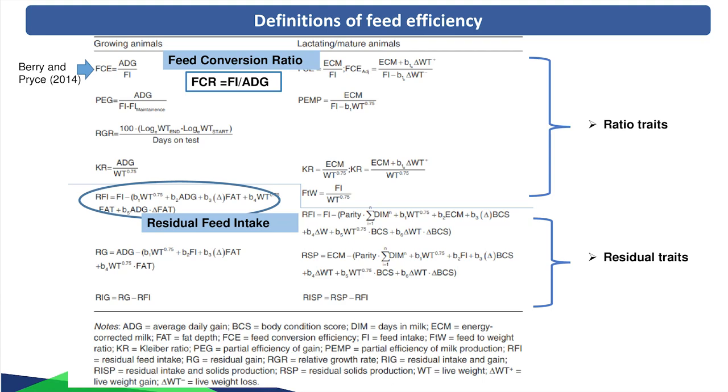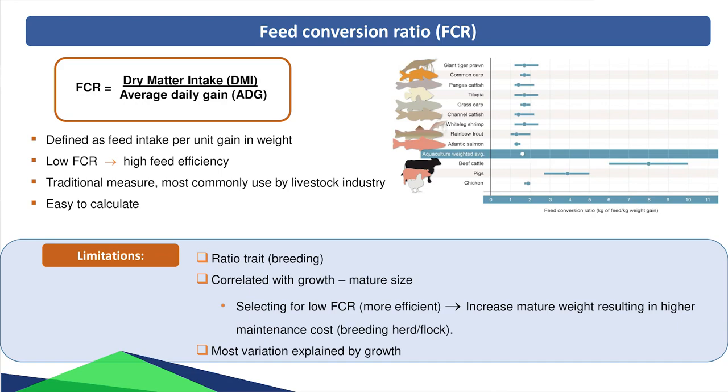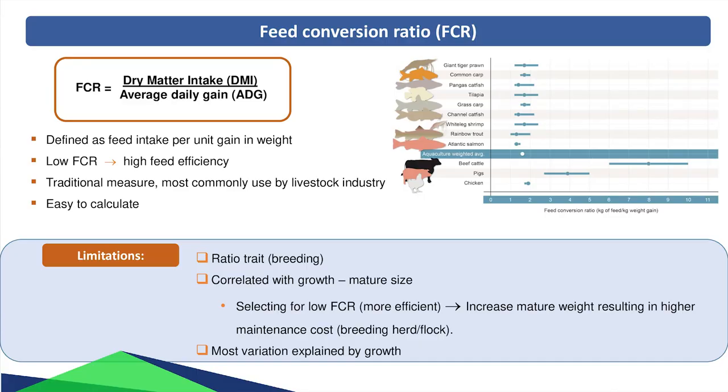And I'm going to focus on growing animals rather than on lactating animals today. The feed conversion ratio is defined as the dry matter intake, or the feed intake, per unit of gain of weight. One important thing to notice is that feed intake is measured fresh, but to standardize the measurements, you convert the kilograms of fresh food that an animal eats, using the percentage of dry matter of the feed, into dry matter intake. Lower feed conversion ratios mean high feed efficiency.